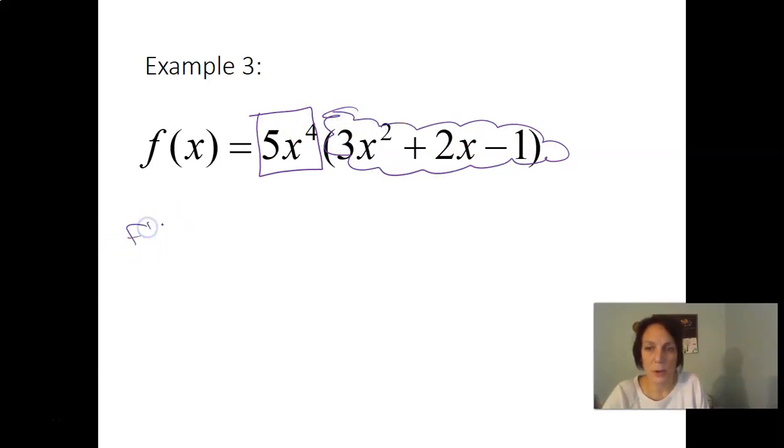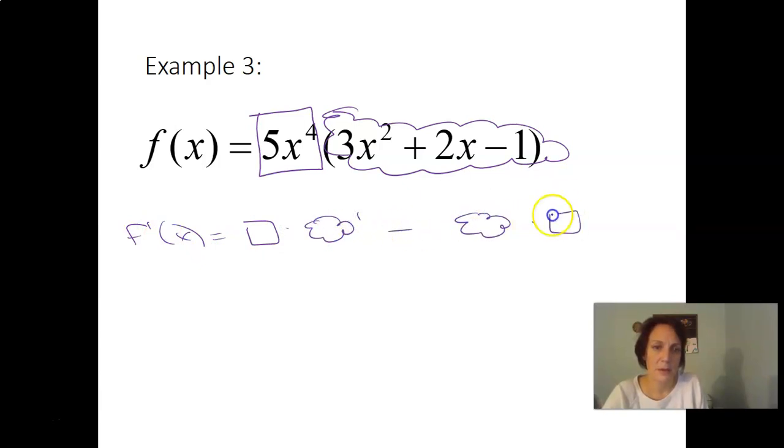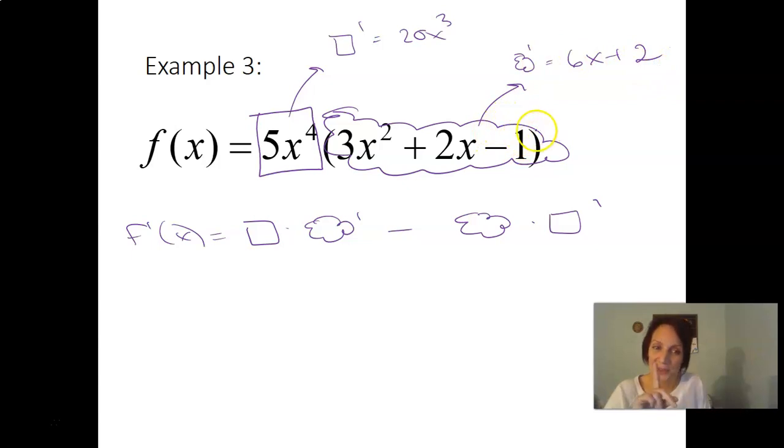So since I want to do a product rule, cloud prime minus cloud rectangle prime. Since I want to do a product rule, I've got to go find my two primes. So rectangle prime is going to be 20x to the third, just using the power rule. And cloud prime is going to be 6x plus 2, just using the power rule again, combined with the sum and difference rule. Notice how those rules come together.